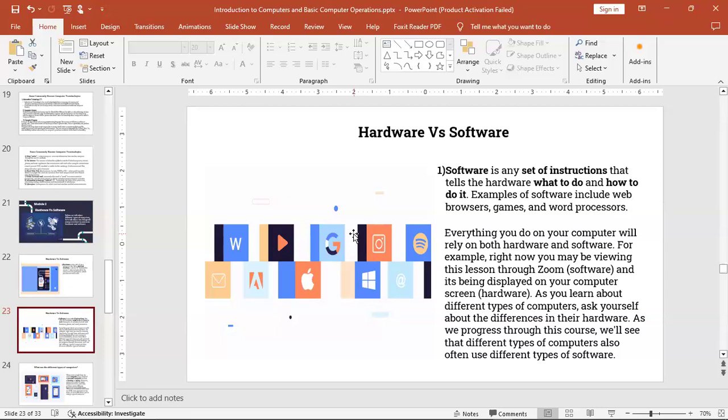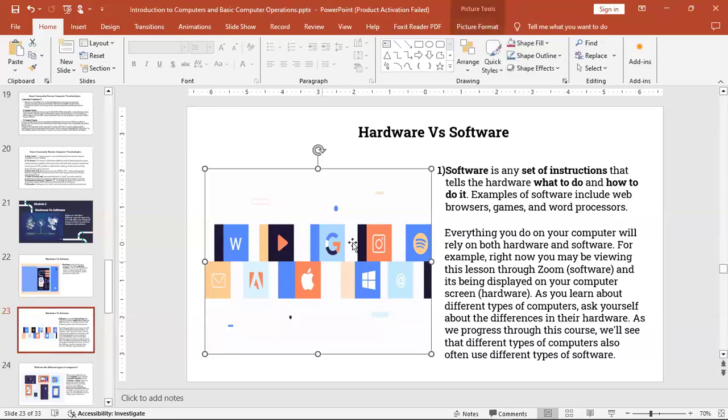Examples of software include web browsers, games, and word processing like Microsoft Word. Look at this picture. These are some examples of software. You can see their logos here. We have Word, this video player, this big G, which is Google. We also have this other icon, Instagram, this other one, Spotify, and this envelope icon, which is email. So all these things are software, and they tell the hardware what to do and how to do it.